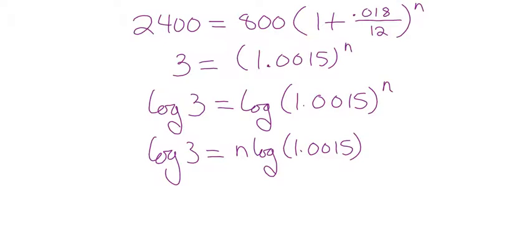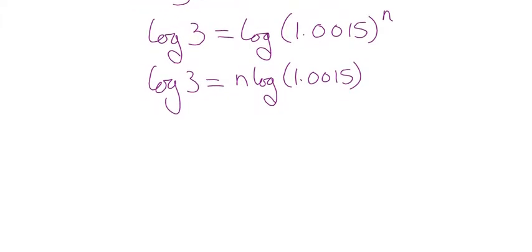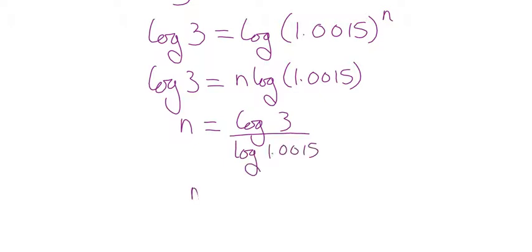So now how do we isolate n? What do we do to get n by itself? How do I get n by itself? Divide by this, right? This is n times log, and what's a log? Log, it's just a number, right? Like, don't freak out, this is log 3. Log 3 is just a number. I don't know what number it is, but it's just a number. So n is equal to log 3 divided by log 1.0015.